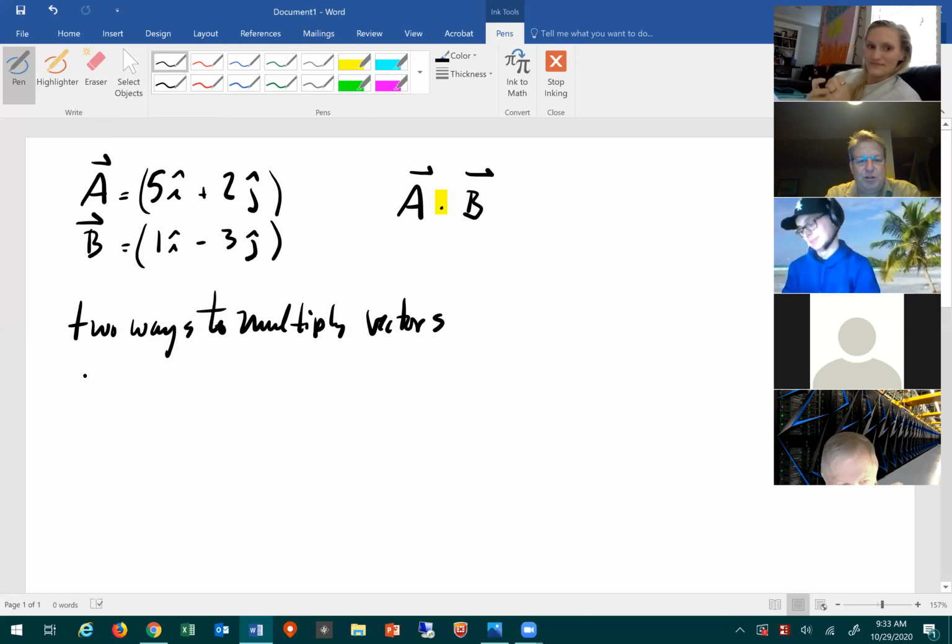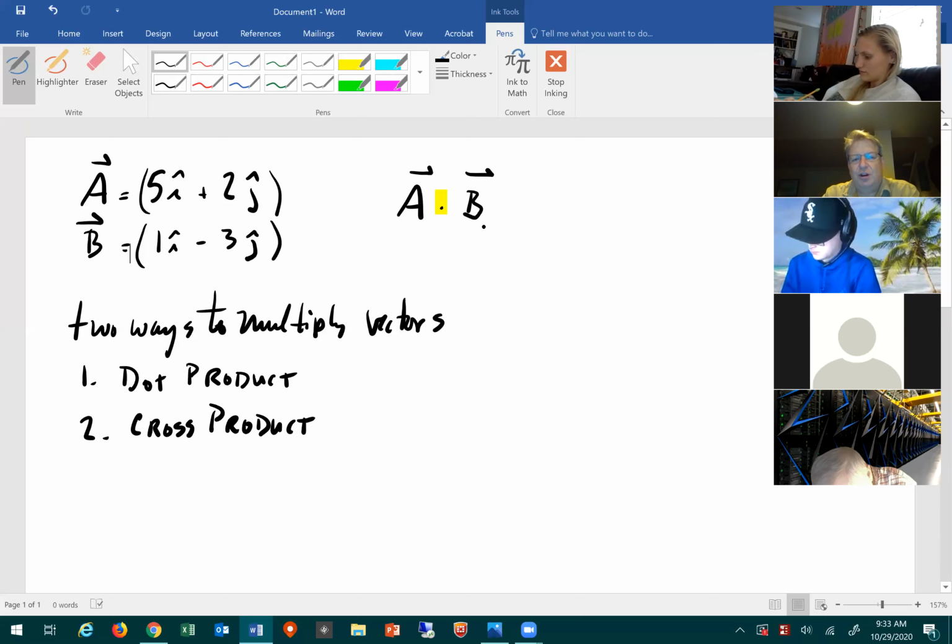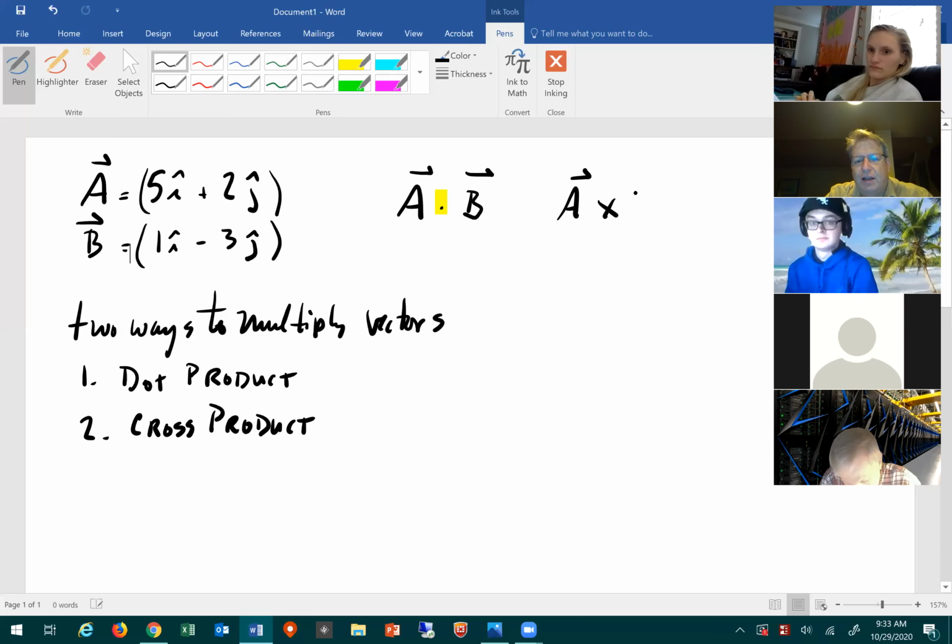So there's two ways to do this. The first way is called a dot product. The second one is called the cross product. Look at this screen here, guys. The dot means something. You can't just do whatever you want. If I do a cross product, then I'm going to get A vector cross B. They're not only two different operations, but they do totally different things. The first one we are going to do is the dot product.